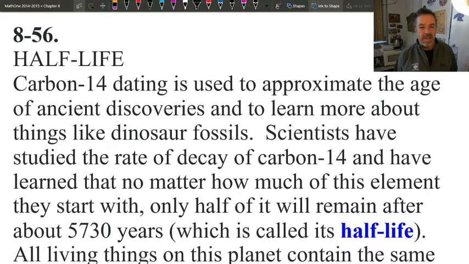So carbon-14 dating is used to approximate the age of ancient discoveries and learn more about things like dinosaur fossils. Scientists have studied the rate of decay for carbon-14 and have learned that no matter how much of this element they start with, only half of it will remain after 5,730 years. So that number, 5,730, is called the half-life of carbon-14, because it's the amount of time that has to pass for half of the carbon-14 to go away.